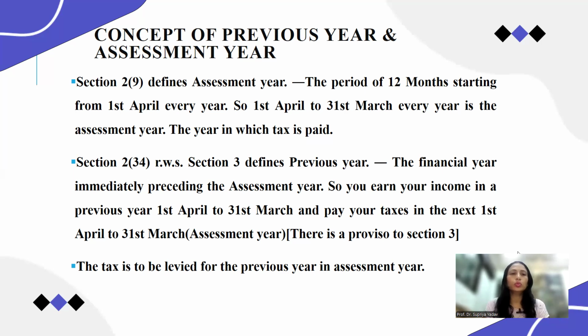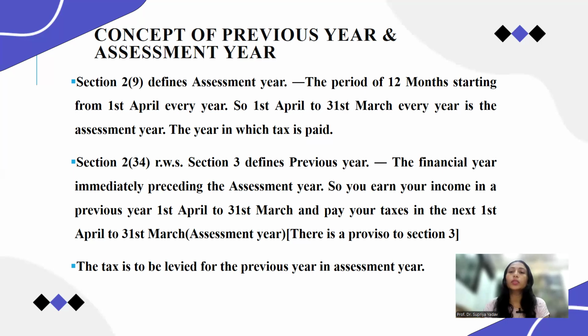But Section 2 Subsection 34 defines the previous year. Okay, what is this? The previous year is the financial year. You all know what a financial year is. It starts from 1st April and ends on 31st March next year, right? So the financial year immediately preceding the assessment year is known as your previous year. So the last financial year is your previous year, and the current financial year is your assessment year. That is the concept used in income tax.